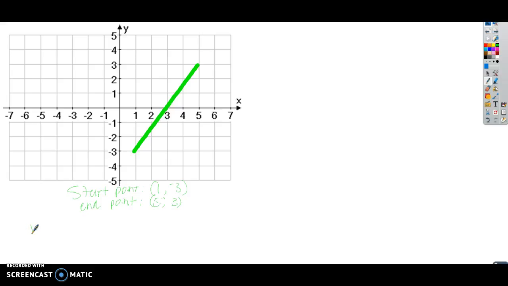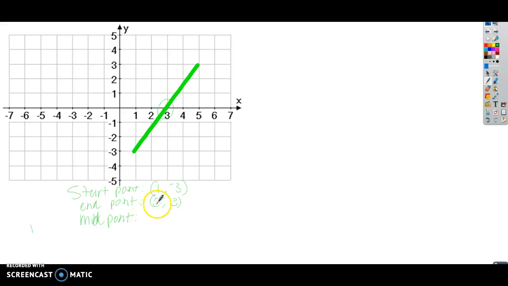Alright, so how do I find my midpoint now? Midpoint, we've got an equation that we use. If I have a look to start with, I can probably assume it's going to be somewhere in there. So I'm thinking it's probably going to end up at (3, 0). But let's just have a look to double check.